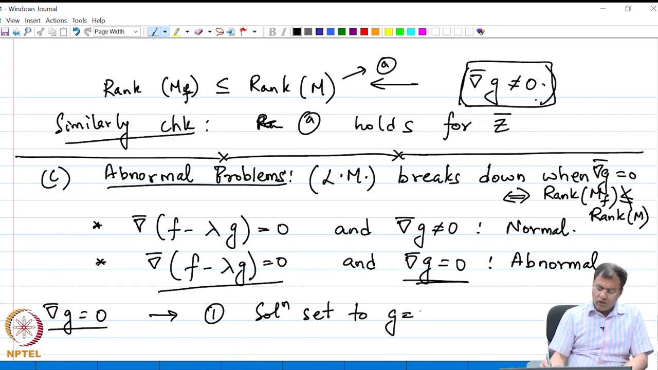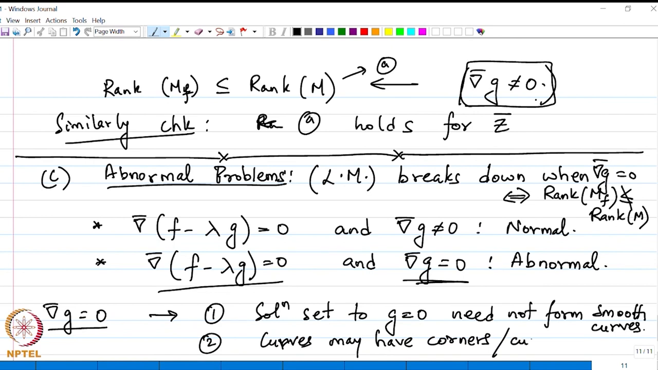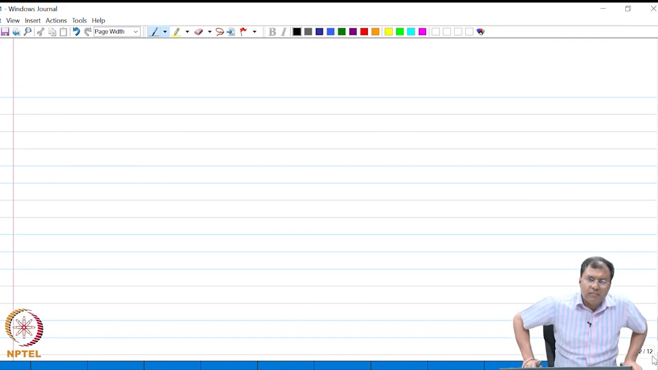the solution set to g equal to 0 need not form smooth curves, and the second is that the curves may have corners or cusps, right. So, the solution set g equal to 0 need not form smooth curves, and the curves may have corners or cusps, and our next set of few examples are going to exactly show these difficulties. Okay. So, let me show the problems that we face via some examples here.